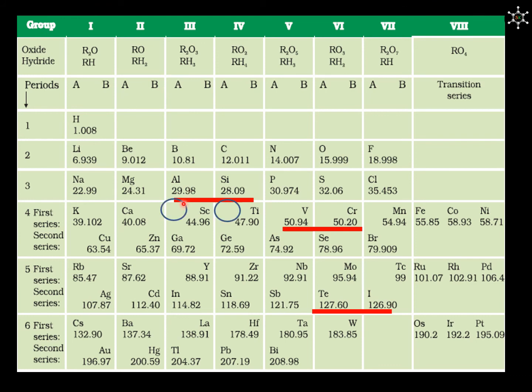Mendeleev left one place empty below aluminium and called it Eka aluminium, and another place empty below silicon and called it Eka silicon. These two elements were not known at that time, but he suspected the presence of those elements in nature. Today, in the modern periodic table, we recognize these two elements as gallium and germanium, respectively.